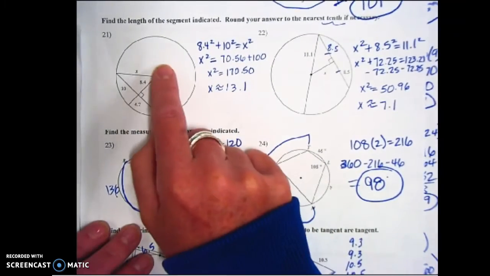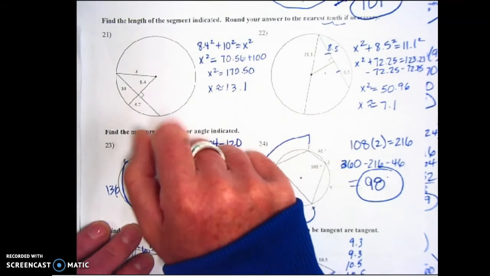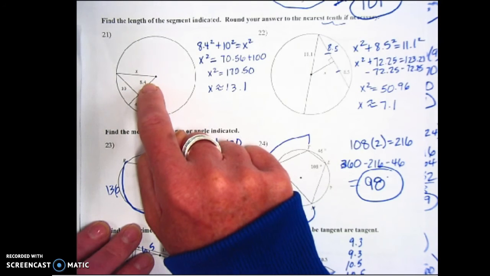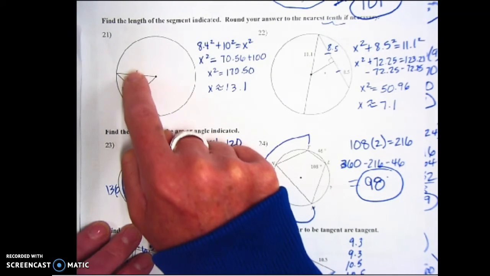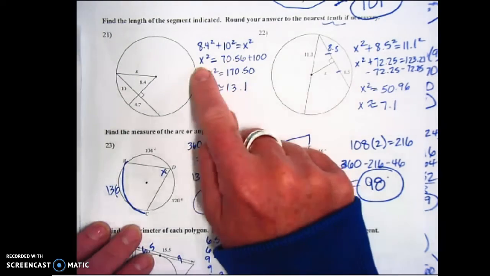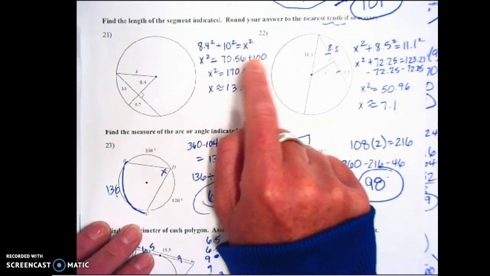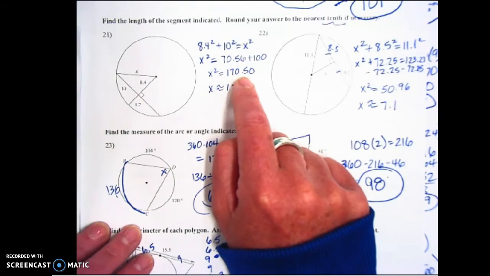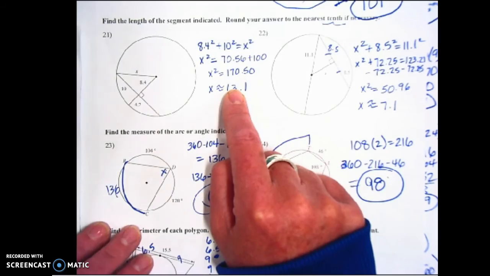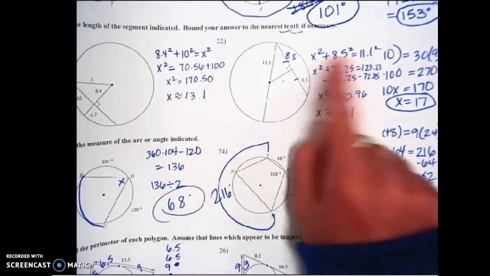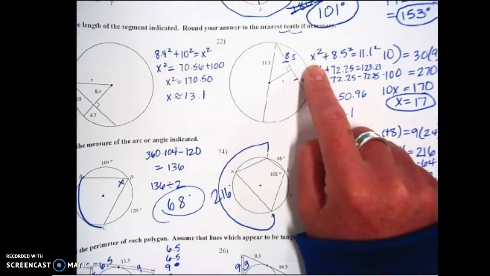Number 21. This creates a right triangle, so I use the Pythagorean theorem. I use this leg squared plus this leg squared, set it equal to the hypotenuse squared, and then did quite a bit on my calculator. So x squared, what did I do? Multiplied 8.4 times 8.4, got 70.6, added that to the 100, took the square root, rounded it to the nearest tenth, got 13.1. 22, same way, creates that right triangle, so you're going to use the Pythagorean theorem.